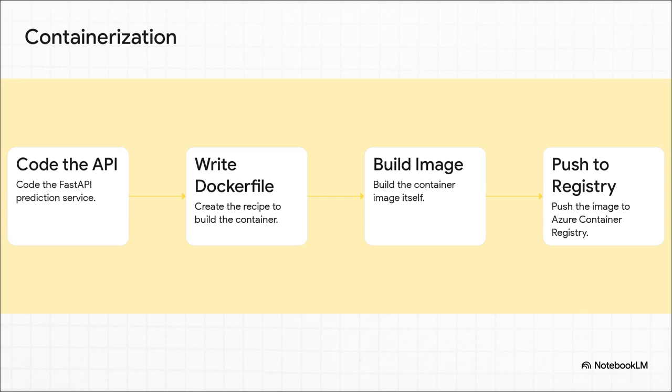And creating this box, the process we call containerization, is a pretty straightforward 4-step deal. First, you code the API itself. Then you write what's called a Dockerfile, which is basically just the recipe for building your container. You use that recipe to build the container image, and finally, you push that finished image up to a private, secure vault like the Azure Container Registry.